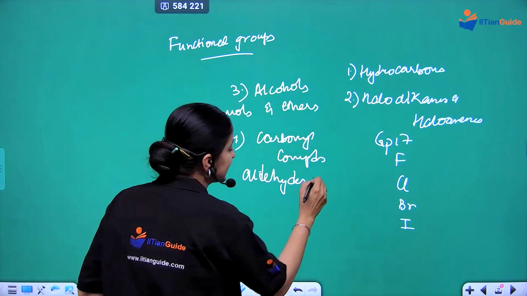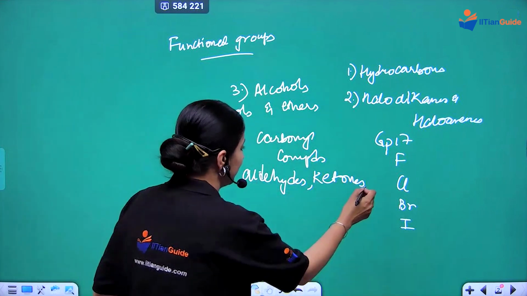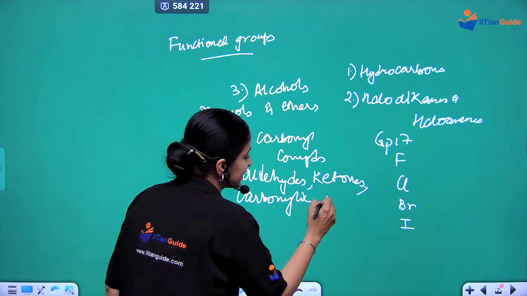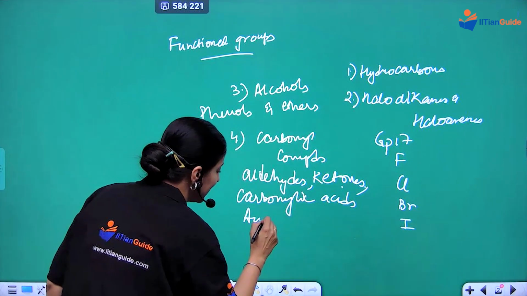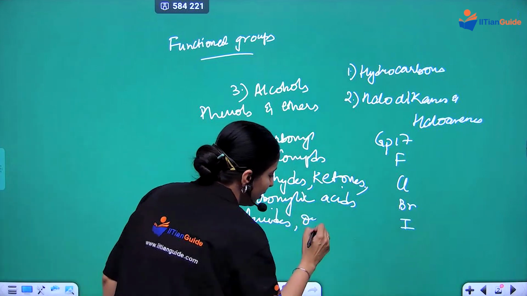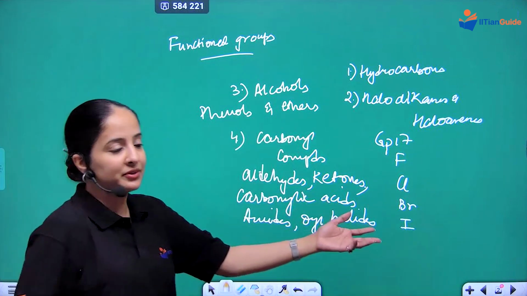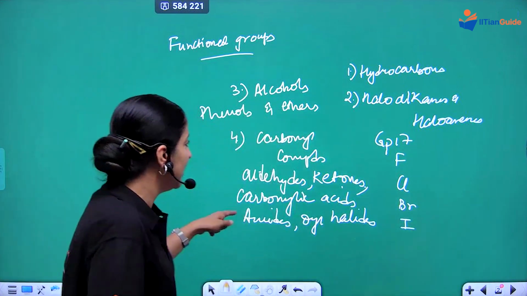All right, let us now see what we study here. We study, obviously, aldehydes and ketones. Ma'am, this much we know. I know, beta, you are very intelligent. Carboxylic acids. Ma'am, we knew this. I know, beta. No problem. Amides and acyl halides. We are going to study the reactions, the name reactions, all of these here.